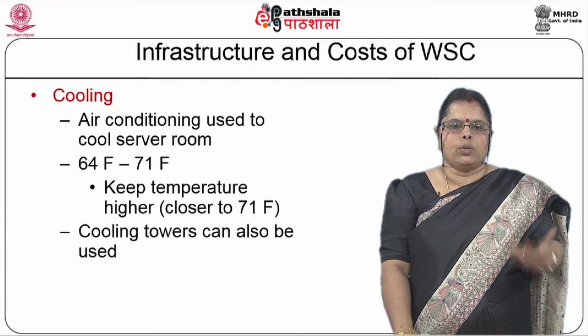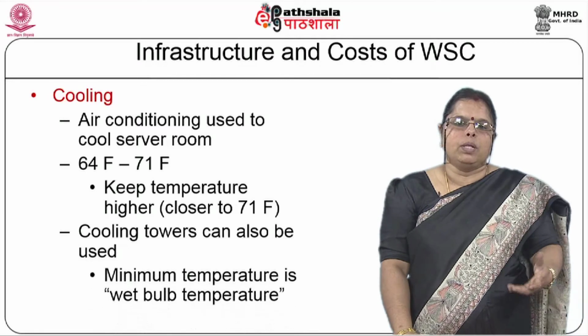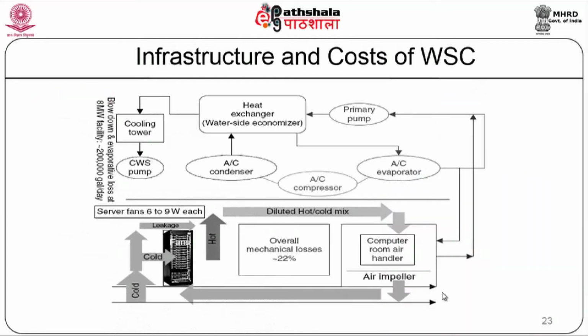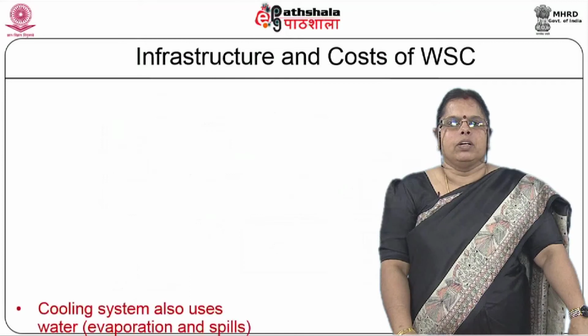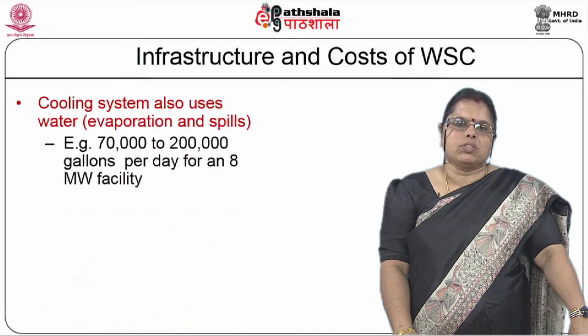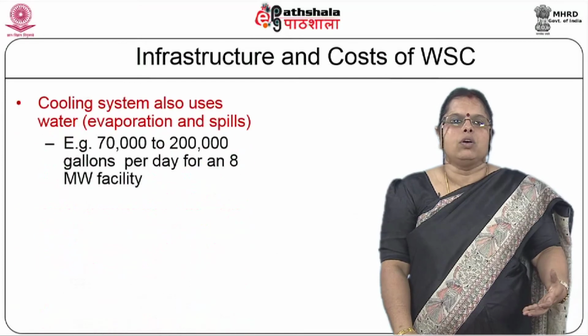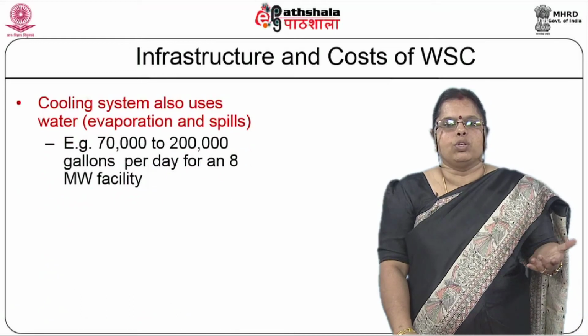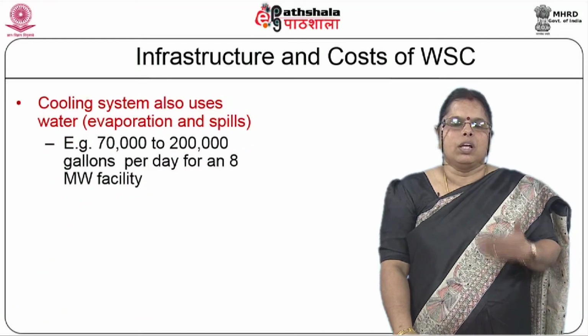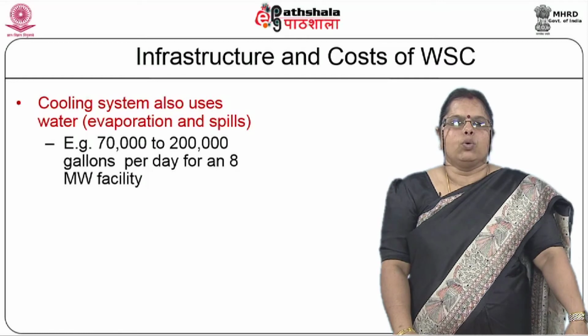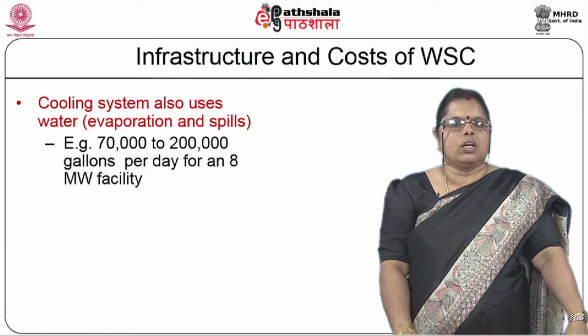You can also look at using cooling towers, and the minimum temperature is the wet bulb temperature. So this gives you a feel of what types of cooling happen in a WSC. The major infrastructure cost is not only the building cost, it basically goes into the power distribution cost and the cooling cost. And the cooling system also uses water.